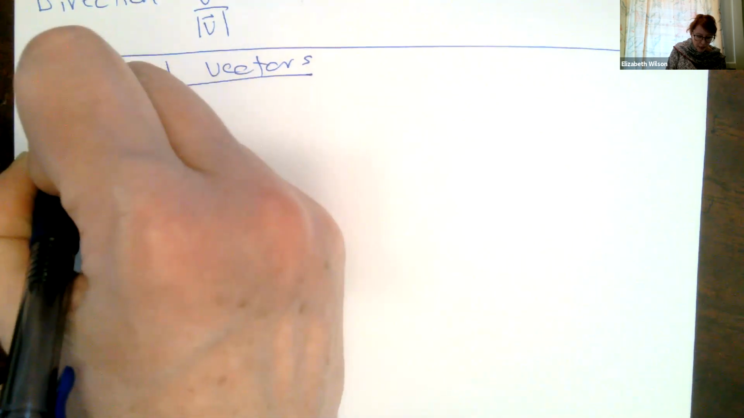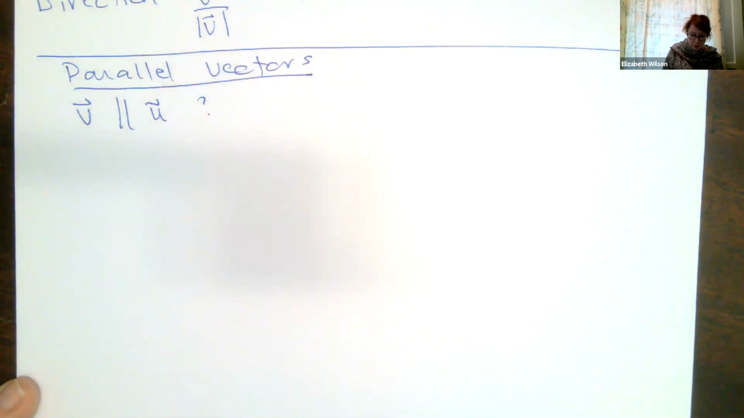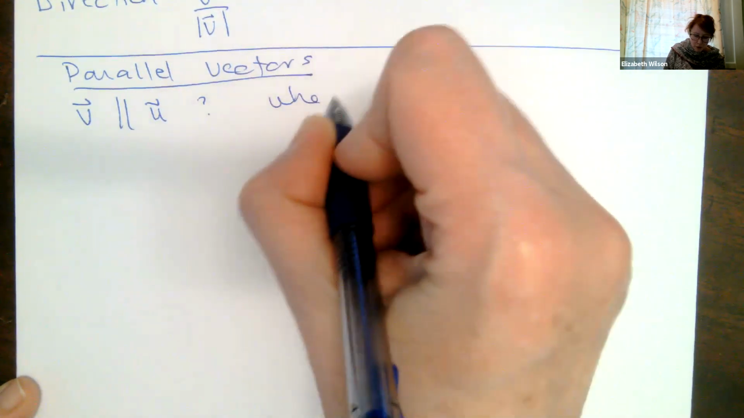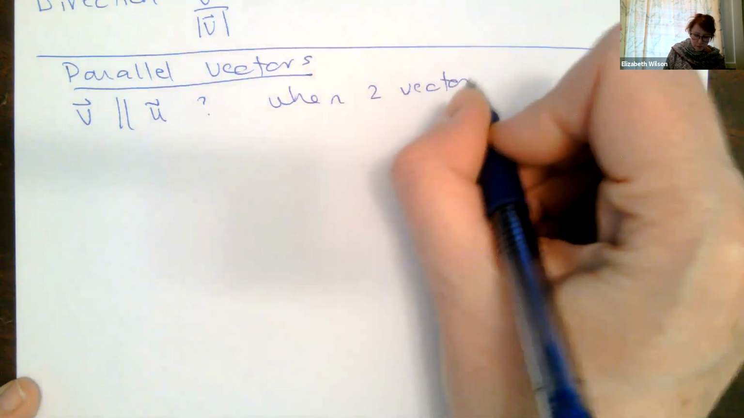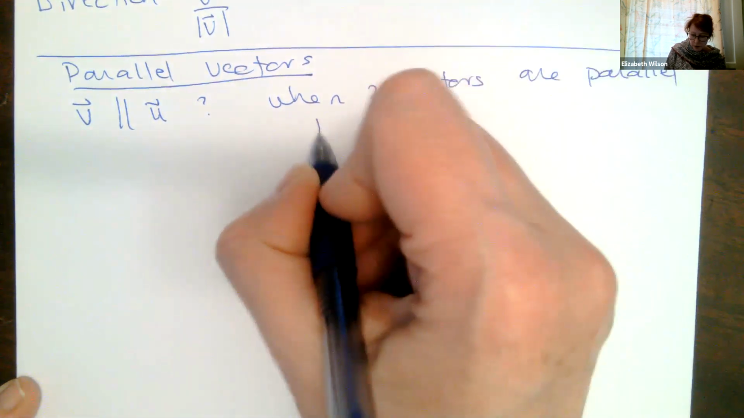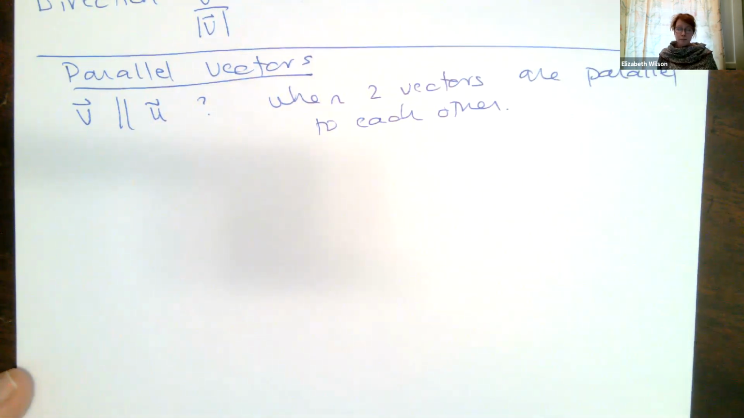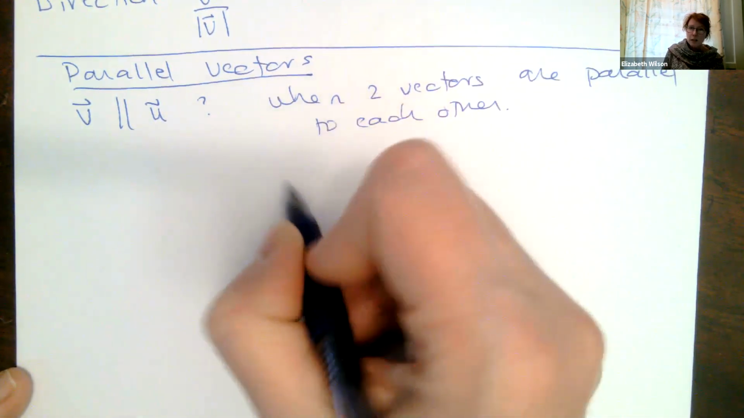Okay. So we talk about parallel vectors. I'll say V parallel to U, for example. I'll put a question mark. So when two vectors are parallel to each other, what does that mean? It means that they are scalar multiples of each other.